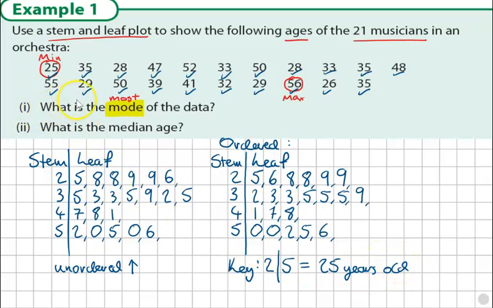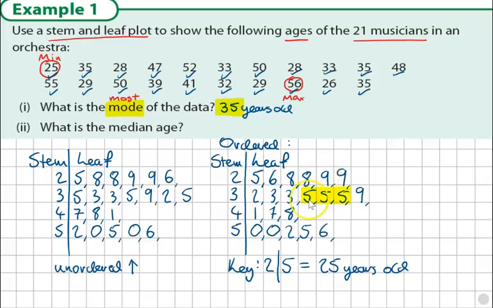Now, part 1, what is the mode of the data? So what's the most common value? So you could just look at the original list and see, well, what number came up the most? But it's easier to see it in your actual ordered stem and leaf diagram. So we can see on the 30s row, we have 3 5s. So each of those 5s represents 35. So the mode is 35 years old.